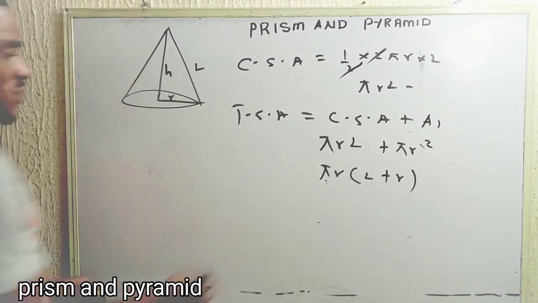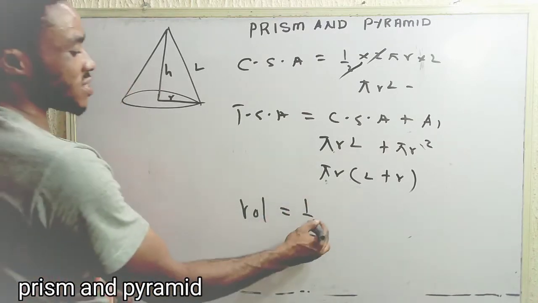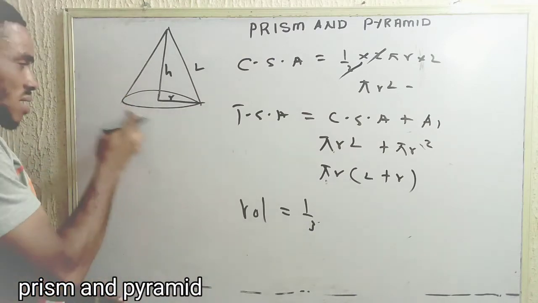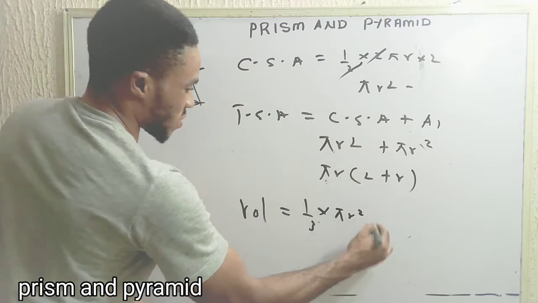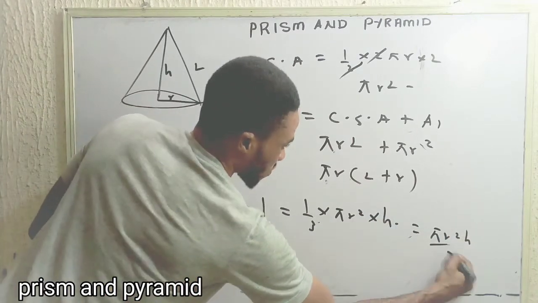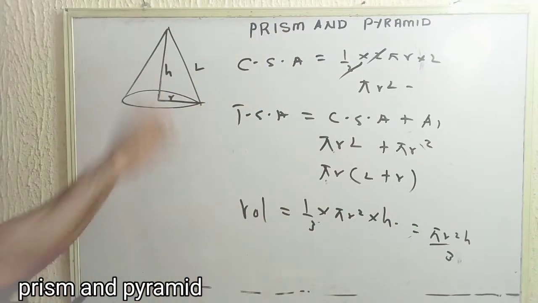Now for the volume as well, you must always begin with what? 1/3, as long as it's a pyramid. Then you now have what? Area of the base times the height. So I have area of the base to be what? Pi r squared times the height. So I have pi r squared h over 3. So that's the formula for the volume, the curved surface area, and that.